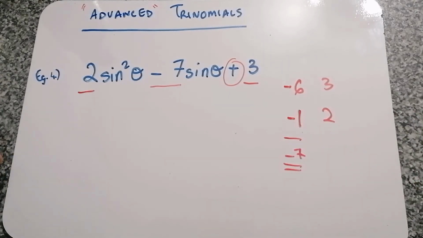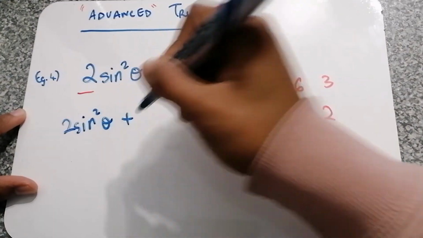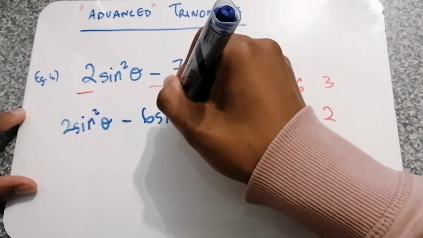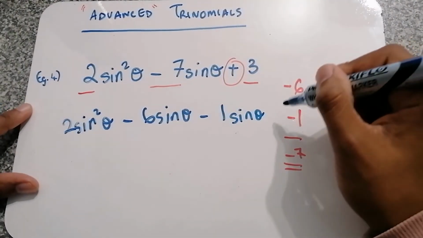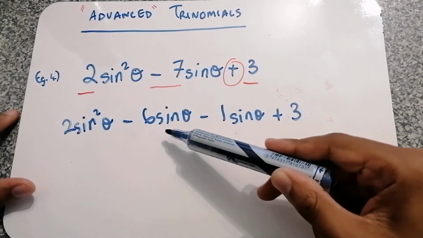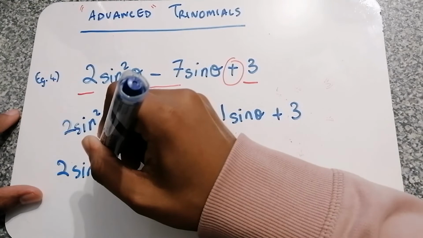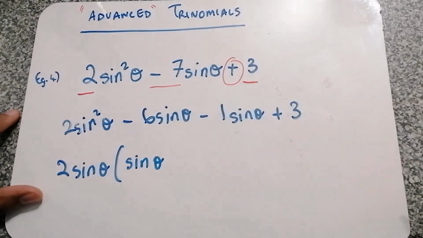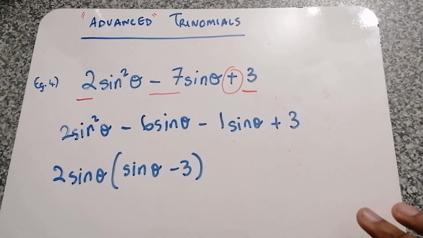Okay, so let's write it out. We'll say 2 sine squared theta. Then we minus the 6 sine theta. And we minus the 1 sine theta. Plus 3. So we factorize. We first take out a sine. In fact, you can take out the 2 sine theta in front, with the first two terms. That leaves me with a sine theta and a minus 3. Because you divide this by 2 and you remove the sine.